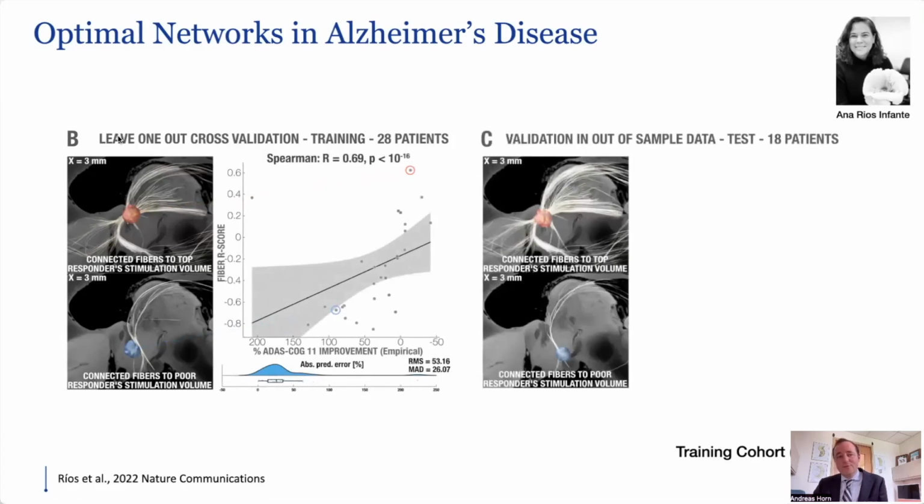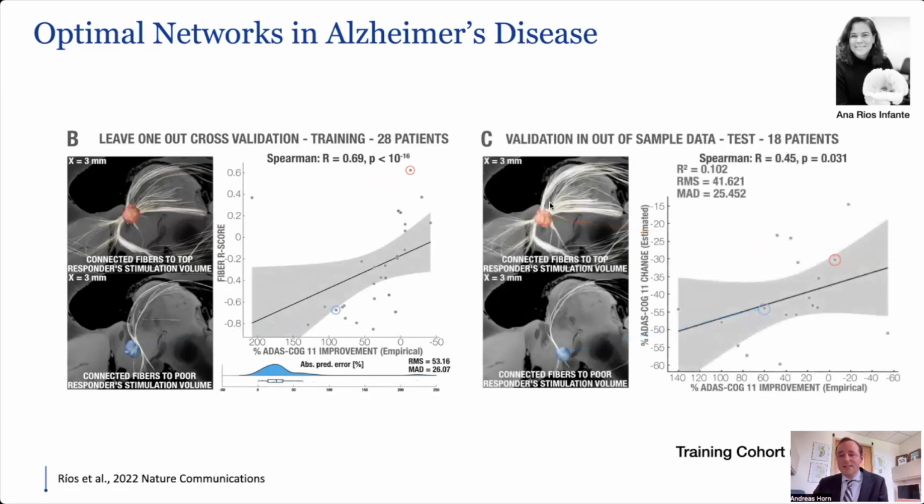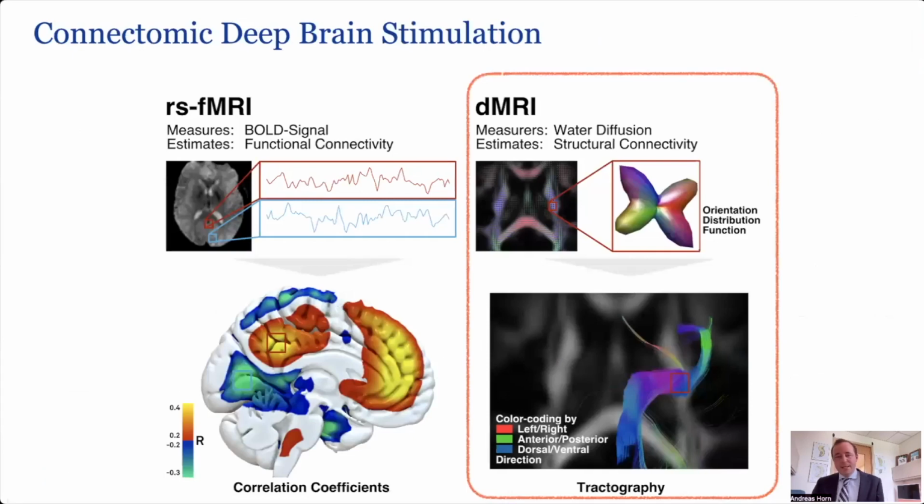And then we could use the same network now from the training cohort to cross-estimate the unseen cases, the 18 cases in the test cohort. And again, we have two examples here, but again, the cross-validation really worked quite well. So the more patients hit this tract, the better the improvement, and the worse, and the opposite as well. So we thought this is great. This was a robust effect, but diffusion MRI can only take us so far.